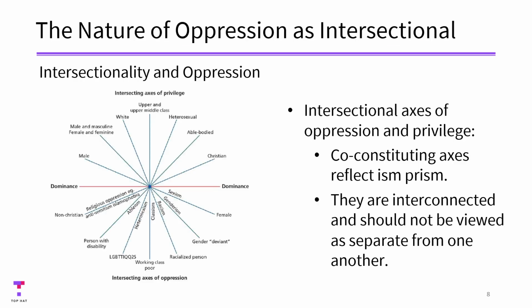So next, consider the nature of oppression as it relates to intersectionality. So we have intersectional axes of both oppression and privilege that people experience in their lives and groups experience. And these are axes that reflect the ism prism that you're going to read about in your chapter. They're interconnected and they should never be viewed as separate from one another. And you can experience, and most people do experience, both in their lives, either concurrently or at the same time.